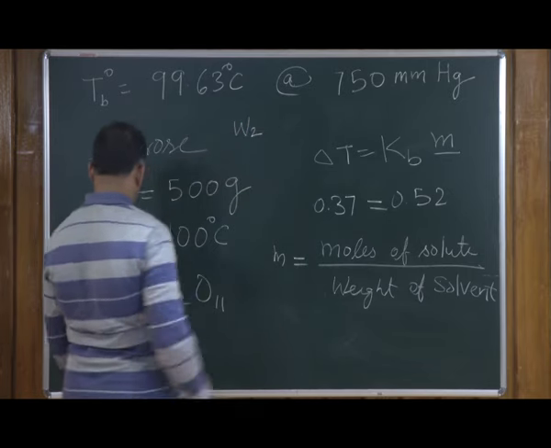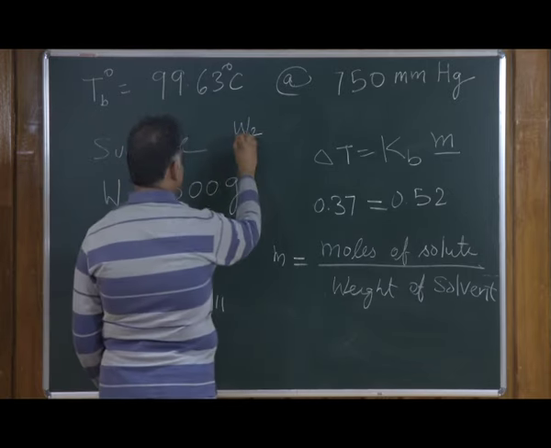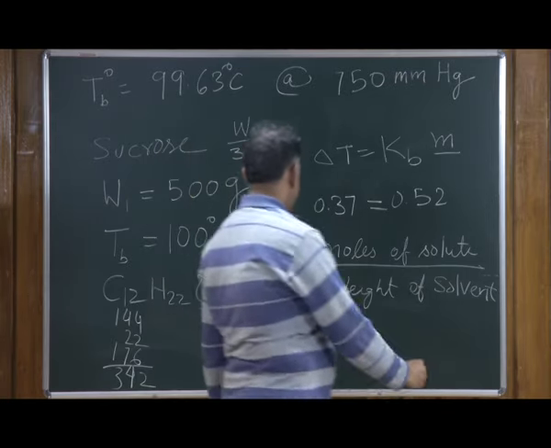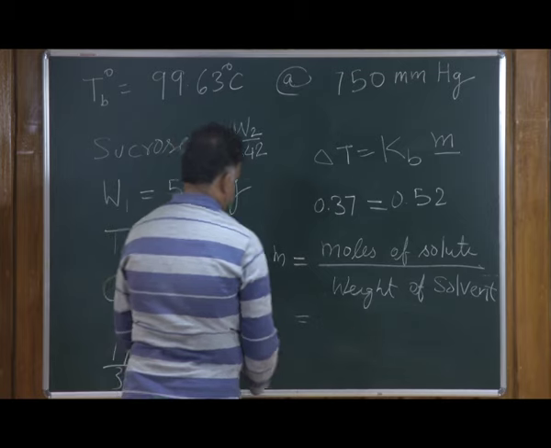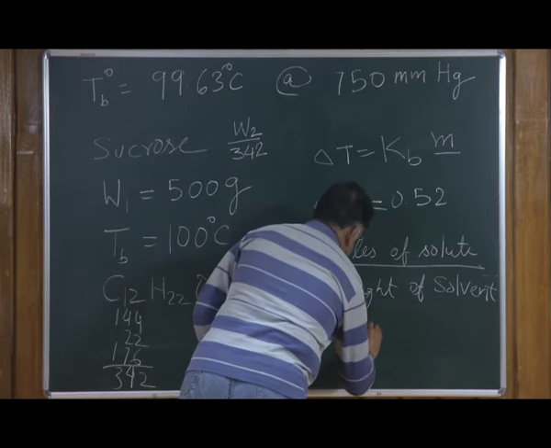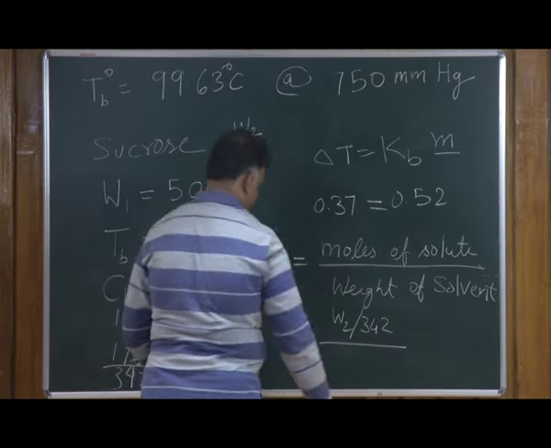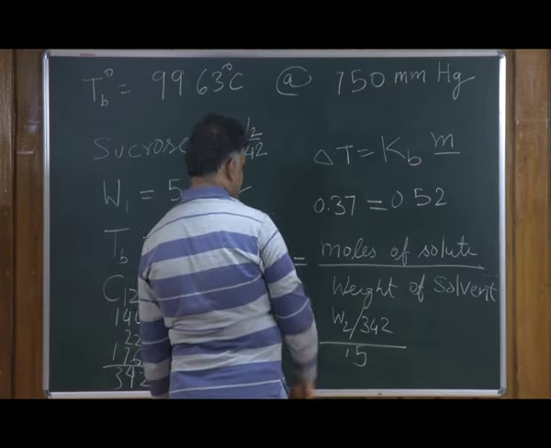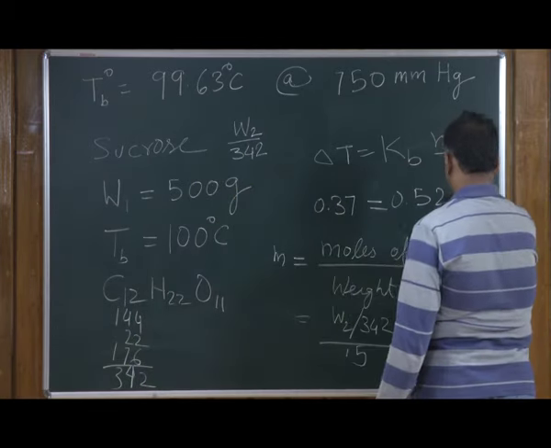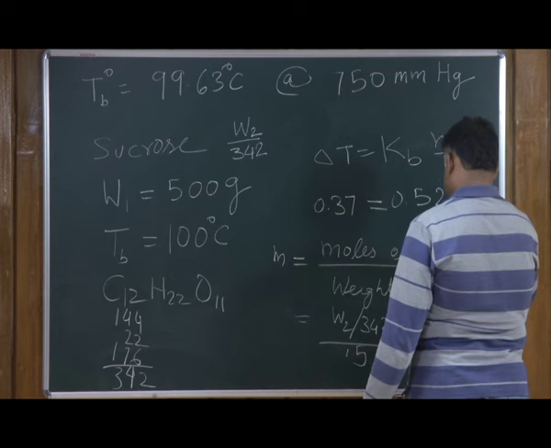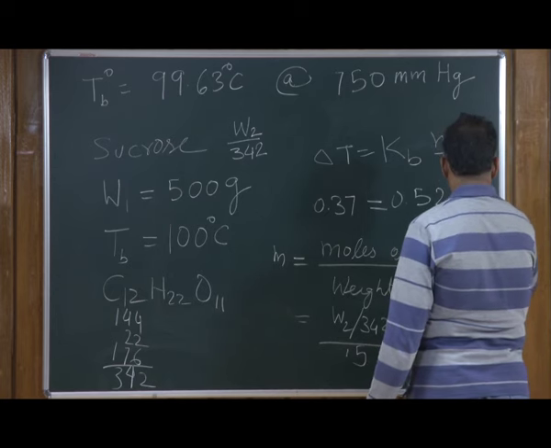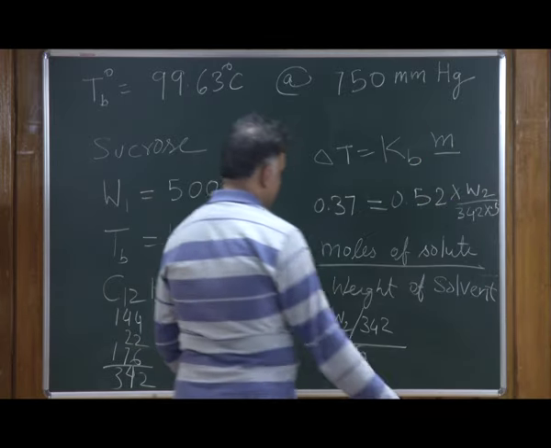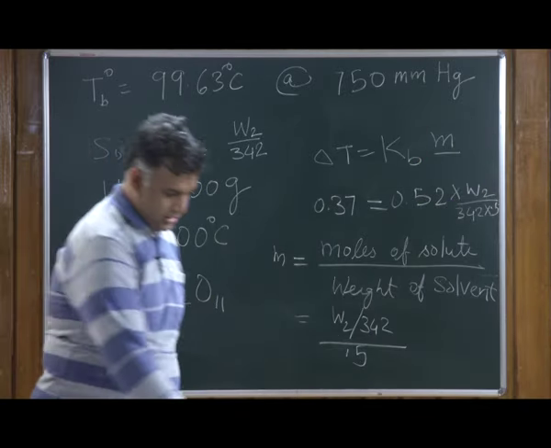So, if the weight of solute is W2, then the moles of solute is simply going to be W2 divided by 342, and we can put that information right here. So, moles of solute is W2 divided by 342, divided by weight of solvent in kg, that would be 0.5. We take this information and put it right in here, W2 divided by 342 into 0.5. One equation, one unknown, we solve it and we will get the answer.